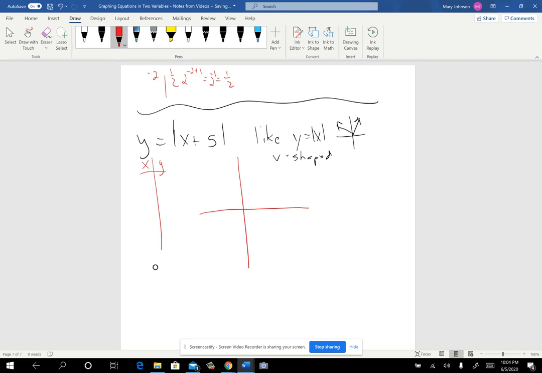So people sometimes do this. They come in and they graph 0, 1, and 2, or they find ordered pairs with an x of 0, 1, or 2. So if you put in a 0, you get absolute value of 5, which is 5. Put in a 1, you get absolute value of 6, which is 6. And 2 would give you absolute value of 7, which is 7. Okay, so then they go and they plot that. So 0, 5, 1 is at 6, 2 is at 7, and so on.